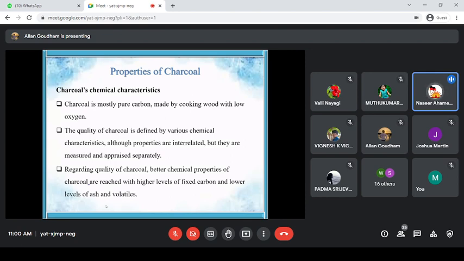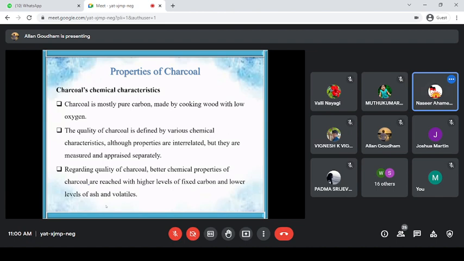Next we choose the charcoal material for the pumice media filter. The charcoal is the purest form of carbon. It is made by cooking wood in low oxygen. The quality of the charcoal is defined by various combustion characteristics. It is with a high level of fixed carbon and a low level of ash and volatiles.